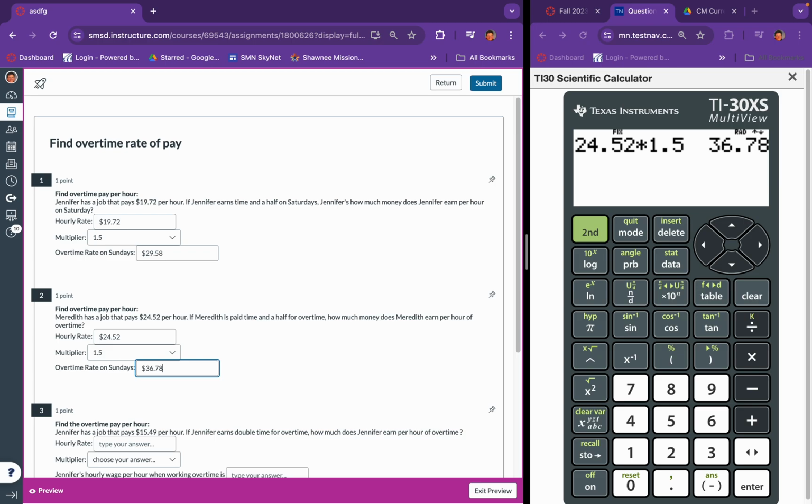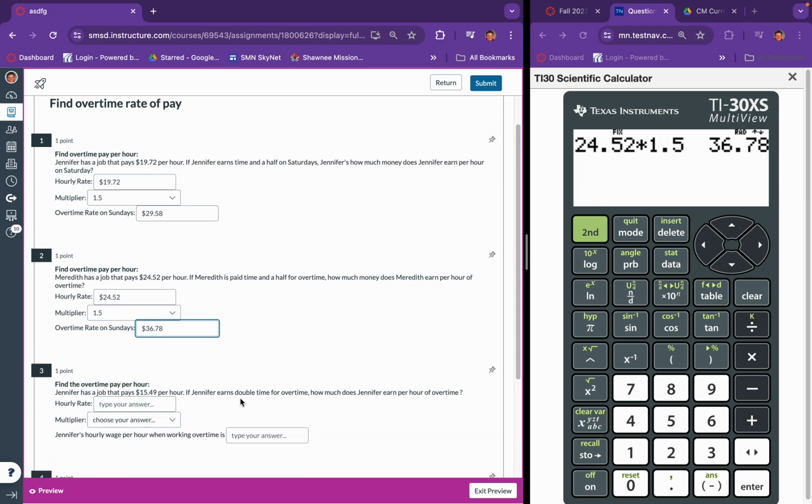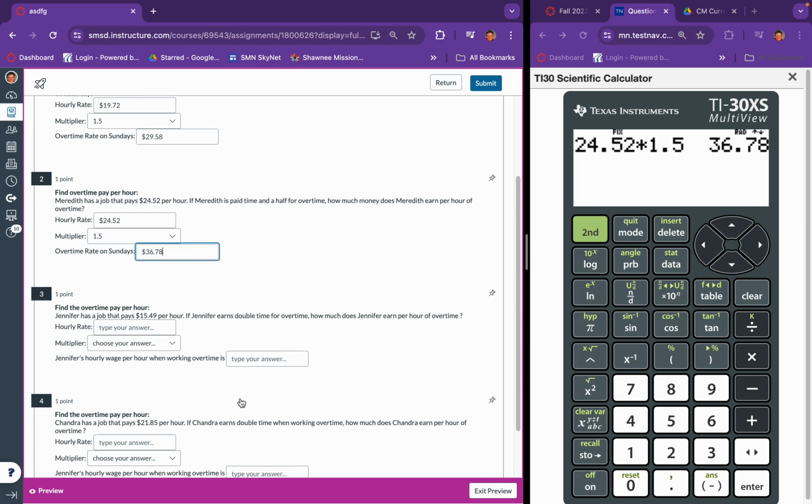So if they came in for an 8-hour shift, which is regular pay, and then their boss comes up and asks them to stay for 2 more hours, as they're trying to make that decision, they need to remember that for those 2 hours, they make $36.78 for each one of those 2 hours. So they have to decide if it's worth working overtime or not. Okay, to the next one.